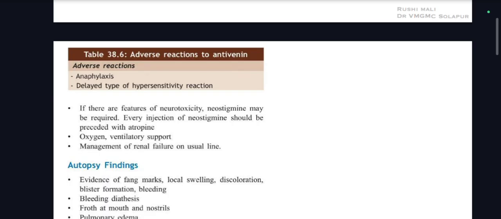Then if there are features of neurotoxicity, neostigmine may be required. Every injection of neostigmine should be preceded with atropine. So before giving neostigmine, you should give atropine. Then oxygen, ventilatory support and management of renal failure on usual lines. So these are the points under your antivenom therapy.